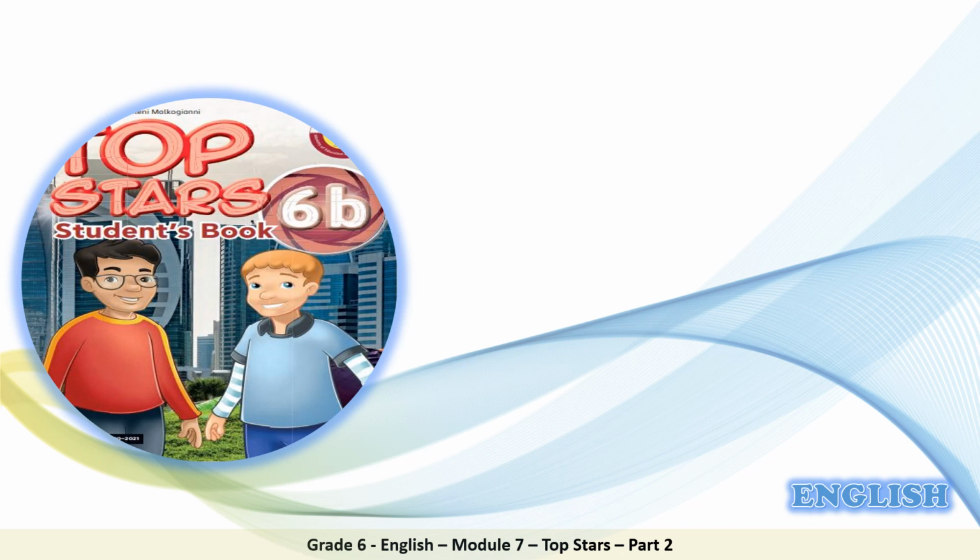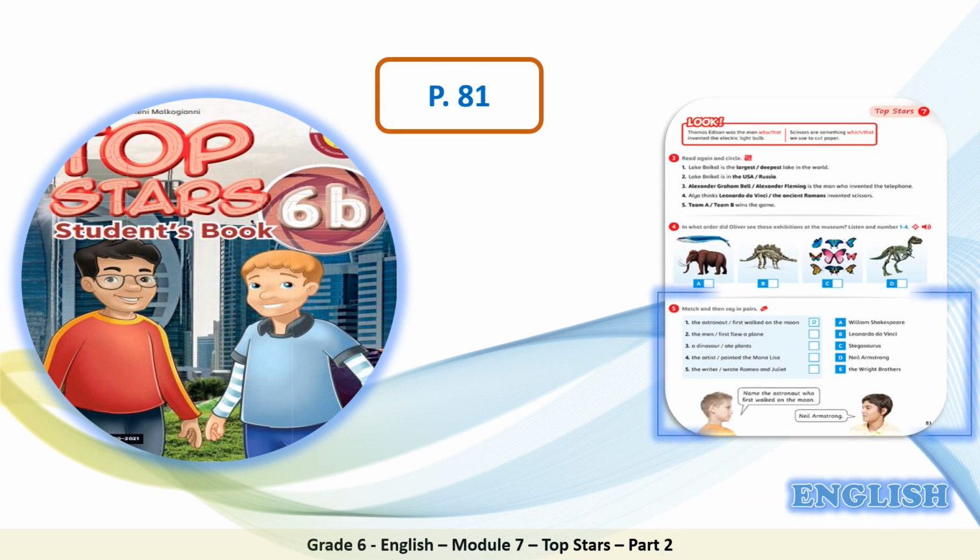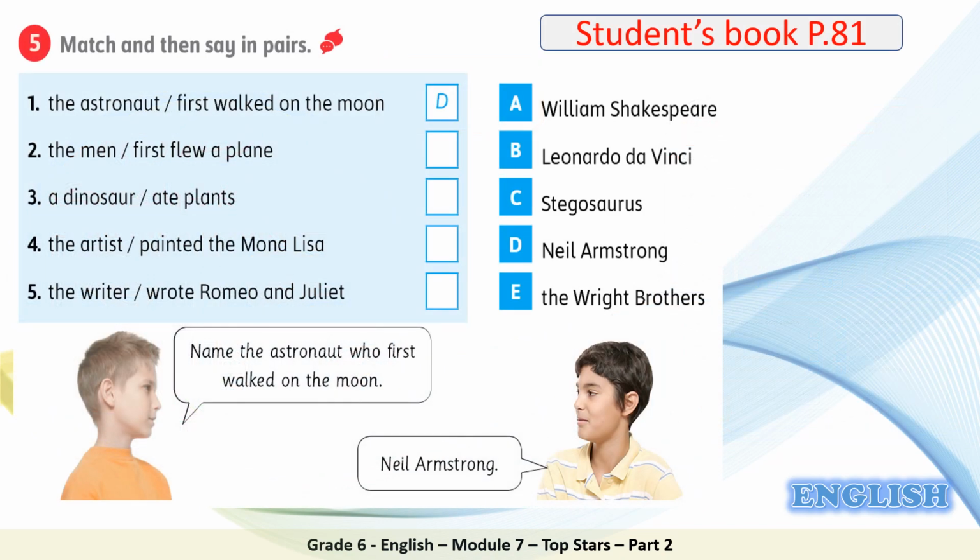Now let's move to Students' Book, page 81, activity 5. Now let's use what we have learned today in speaking. Activity 5, match and then say in pairs. We have 2 groups, the one on the left and the one on the right. We need to match them first, the information on the left to the names on the right. Number 1 is already done. The astronaut first walked on the moon. It is matched to D, Neil Armstrong.